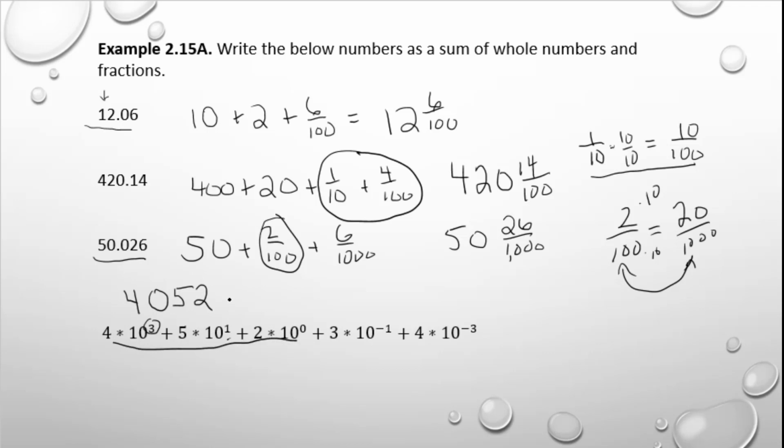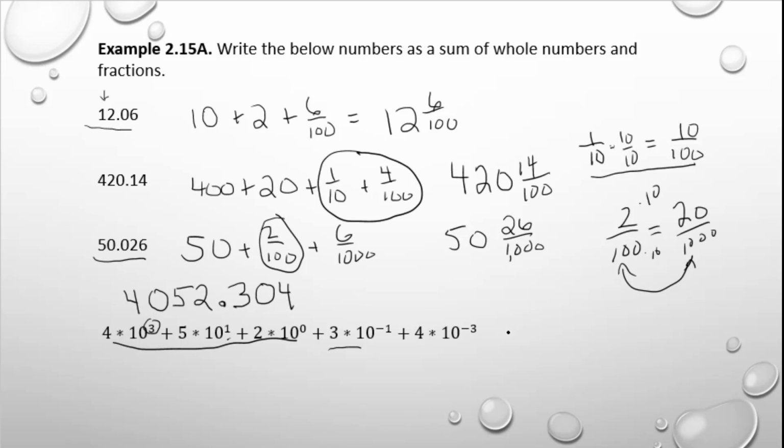4052. Then I have a decimal point. Then I have a 3 in the first position to the right of the decimal, which is the tenth place. I have nothing in the second place because there's no 10 to the negative 2. And finally, I have a 4 in the third place.